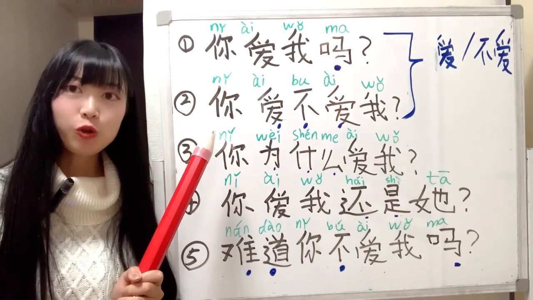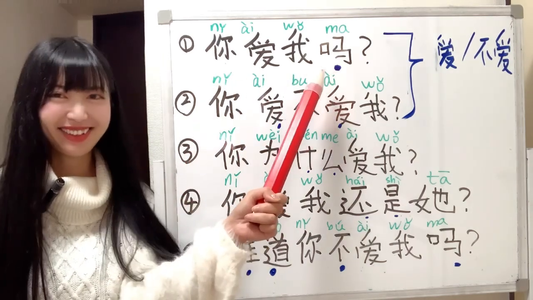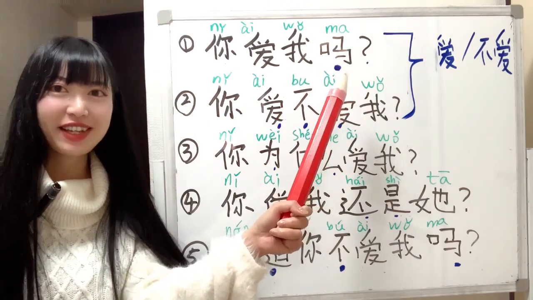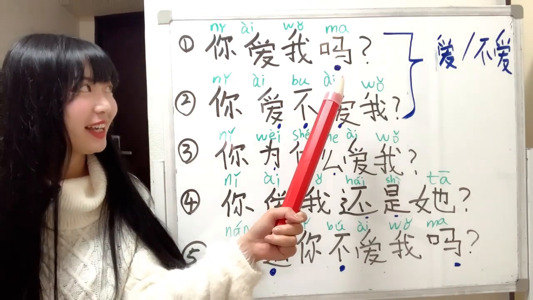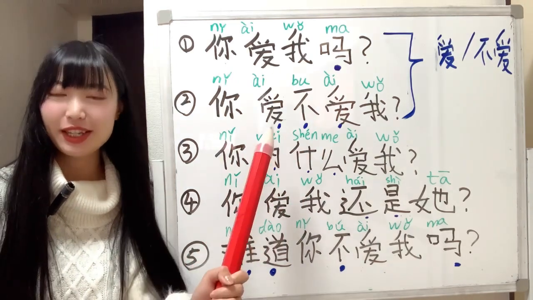Okay, so do you love me? It's you love me, ma. Okay, remember, when you see ma in the end of the sentence, it's a yes or no question. Okay, and a yes or no question you can also ask like this way.